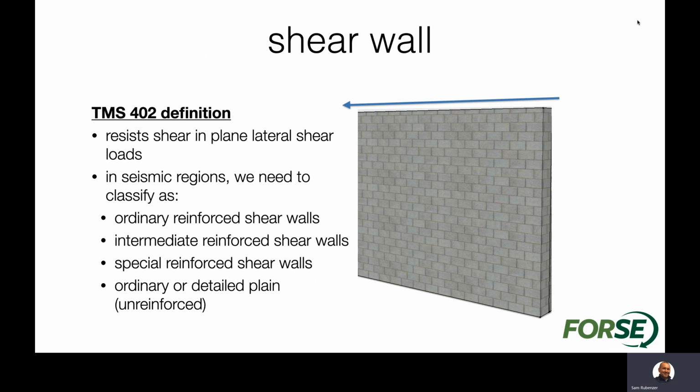Within the different category of walls, we certainly have different wall types. We have shear walls, in which you could have load-bearing or non-load-bearing shear walls, but they're going to be resisting the in-plane shear force from something due to wind loads, seismic loads, or earth pressures that cause a shear on a building, which would result in a need for designing those shear walls. In seismic design, we have different types of walls: ordinary reinforced shear walls, intermediate and specially reinforced shear walls, and certainly we still have ordinary and detailed plain unreinforced walls, although I would say that those are very uncommon for seismic design.